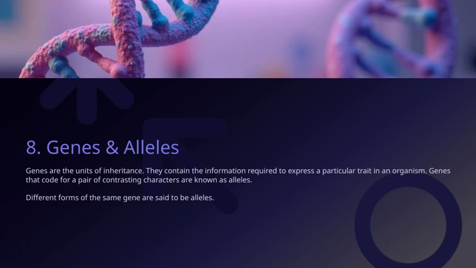When we look at genes that code for opposing characteristics, like tall versus short plants or blue versus brown eyes, they are known as alleles. Understanding alleles helps us see how genetic diversity contributes to the variety of traits we observe in living organisms. This concept ties into the larger theme of inheritance and how traits are passed down through generations.